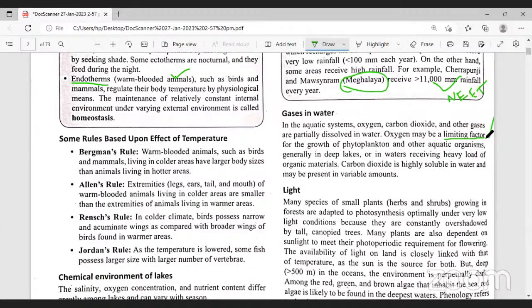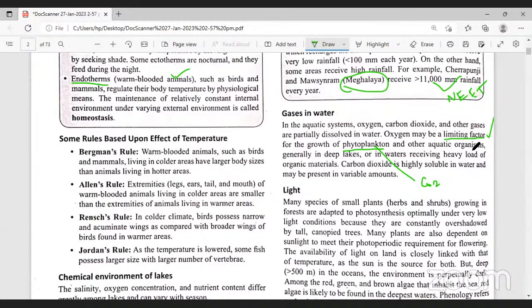Take an example of the atmosphere. Which one is a limiting factor? Oxygen, carbon dioxide, and also nitrogen are there. Which one is the least amount? 0.03% of carbon dioxide. So carbon dioxide is the limiting factor. Likewise, in water, oxygen may be a limiting factor for the growth of phytoplankton. Phytoplankton is nothing but a plant, isn't it? Plants need carbon dioxide, very essential for their growth because of the photosynthesis reaction.